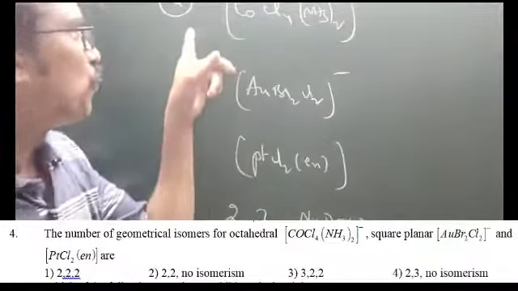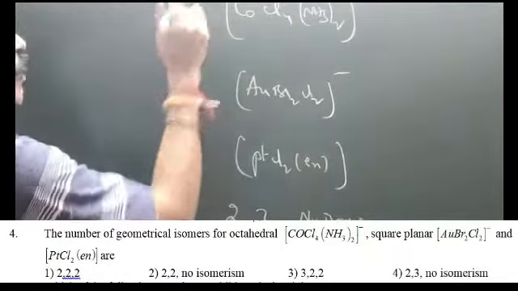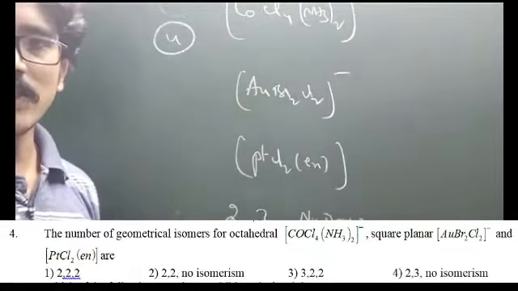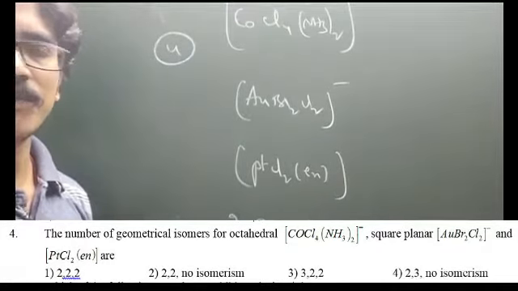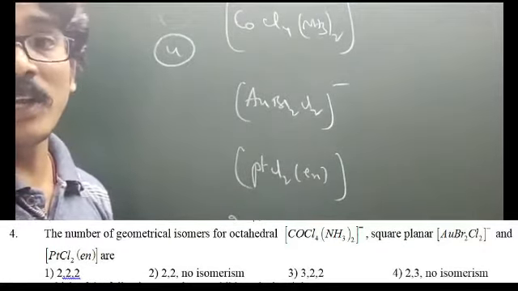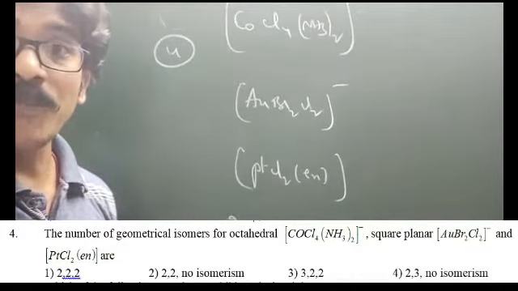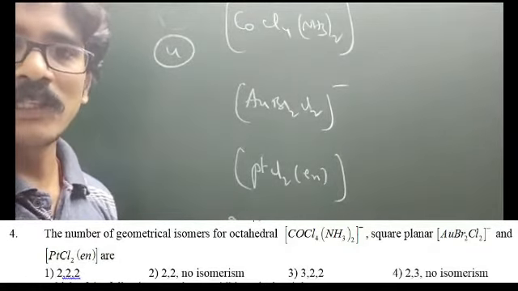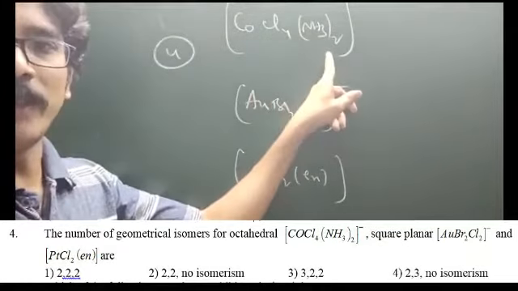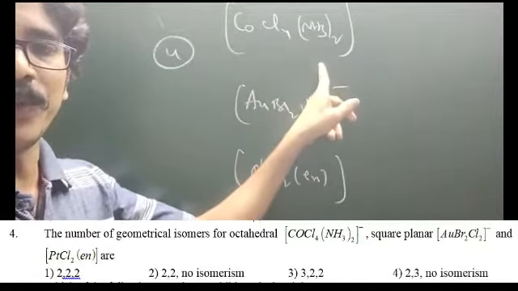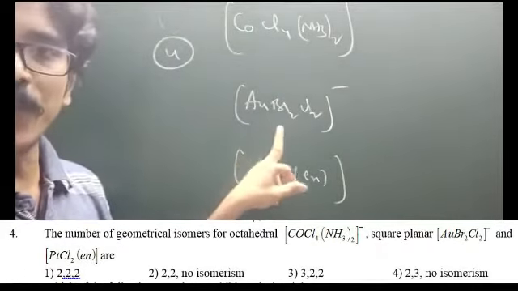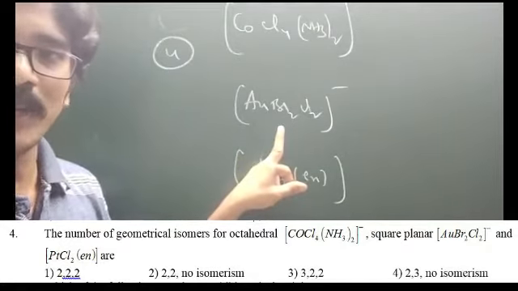Question number 4. In these complexes, which complex exhibits geometrical isomers, and find the number of geometrical isomers. The first complex is MA4B2 type, a square planar complex. This exhibits 2 geometrical isomers. This is MA2B2. This complex also exhibits 2 geometrical isomers.